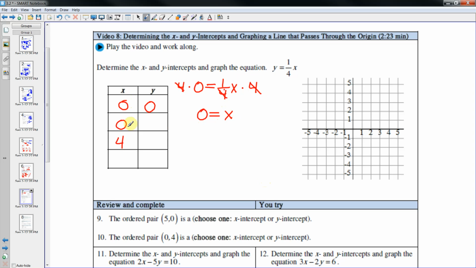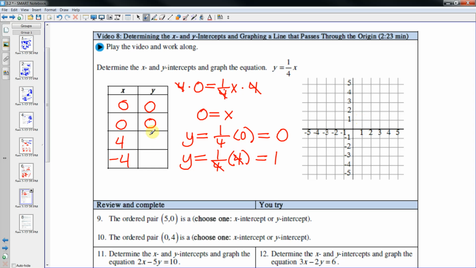Now it says to put in a 0 for x, and what's going to happen again? Y equals 1 fourth times 0. I'm just going to get 0 again. So sometimes you may plug in your zeros and get the same exact 0, 0 point for your x and your y-intercept. That's why I have these next two blanks, because I need to find other points to be able to form a line. So if I put in a 4, y equals 1 fourth times 4, so those would cancel and I would get a 1, and then y equals 1 fourth times -4, and that's going to give me -1.